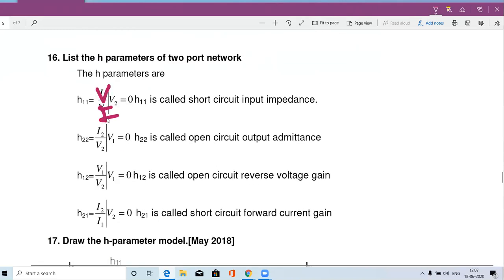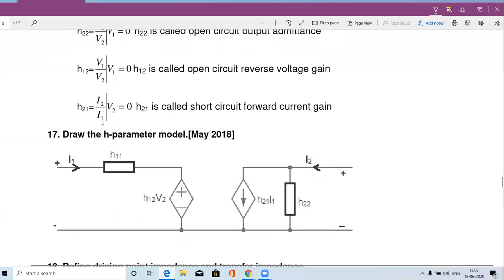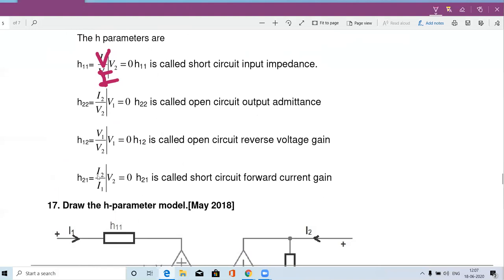Here V1 by I1 is called the input impedance. I2 by V2, I by V, means admittance. It's the output admittance. This is input voltage divided by output voltage, it's a voltage gain, the reverse voltage gain. Then output current divided by input current is the forward current gain. So these are all the H parameters of the two-port network.